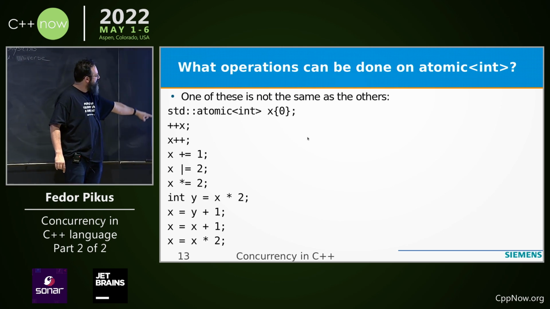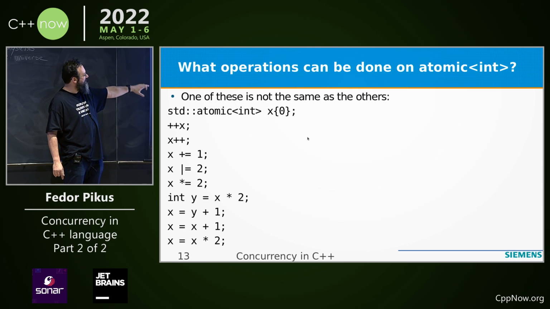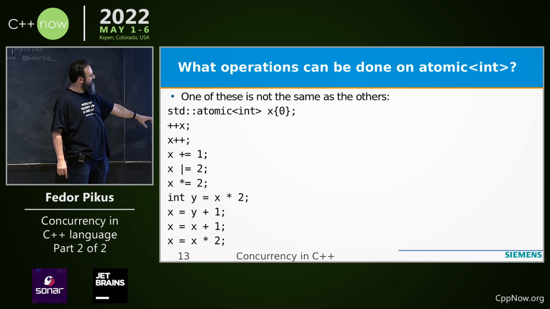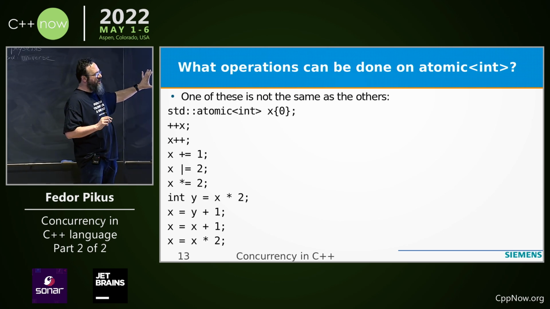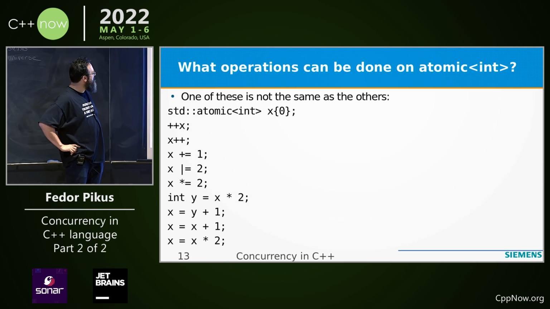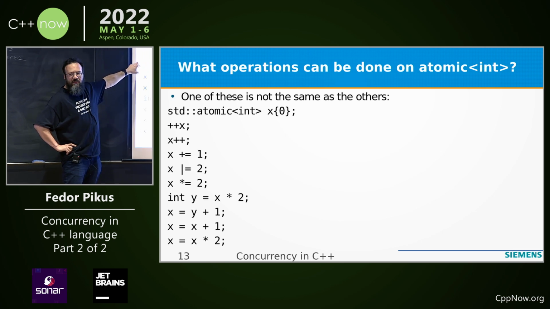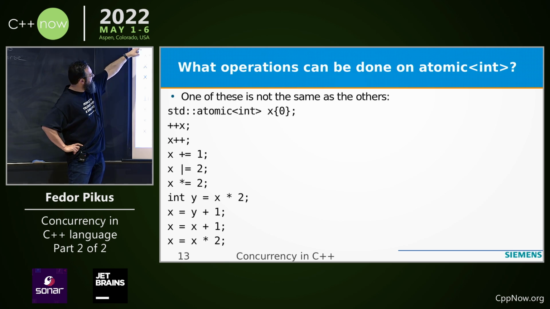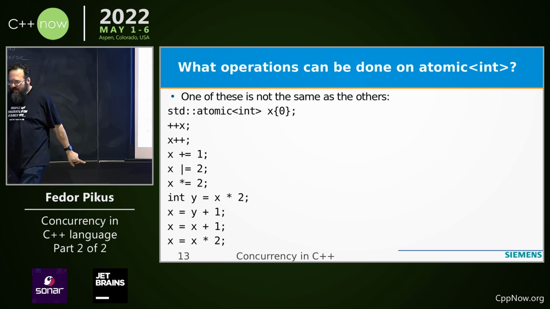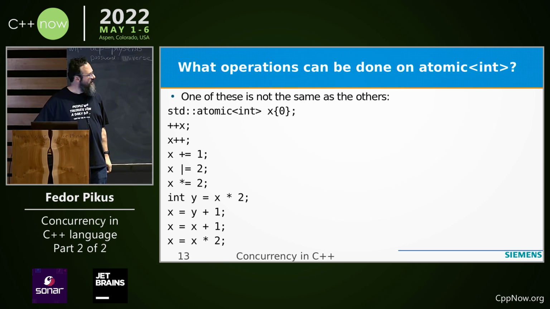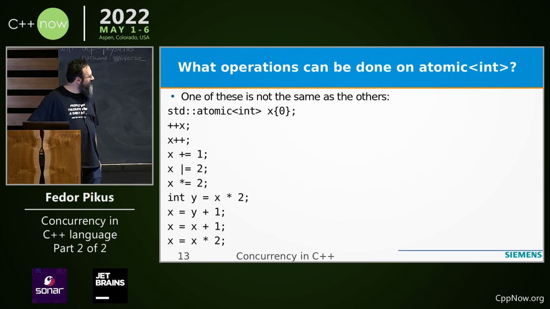Okay, look at these. One of them is different. They're all different. Well, one of them has a unique property that the other ones don't have. This one? No. Oh, you mean this guy? Yeah. There's one more. The y plus 1 is different. It's the only one that's not reading from the atomic. Okay, in this sense, yes.